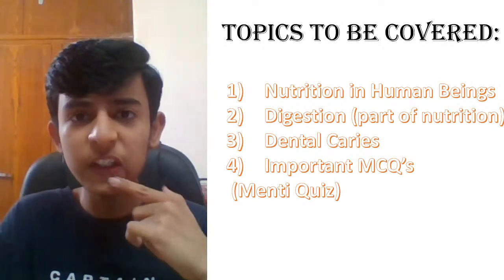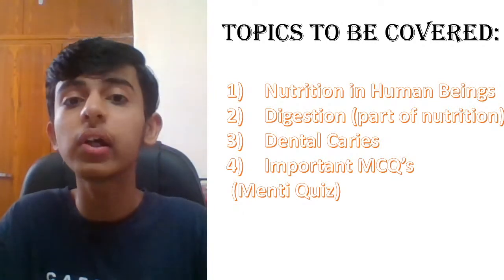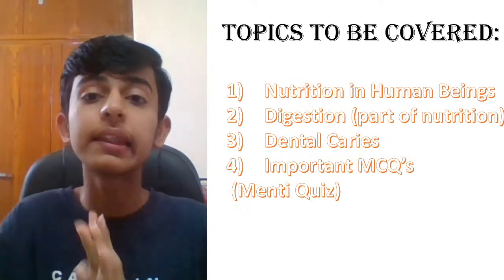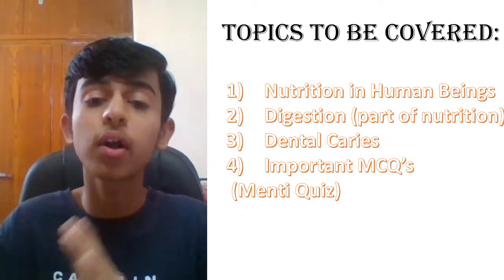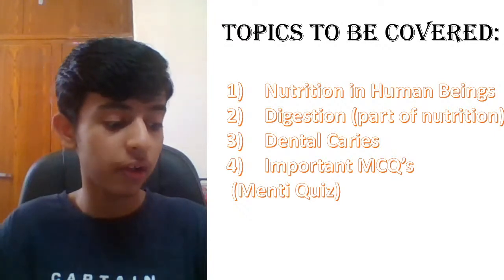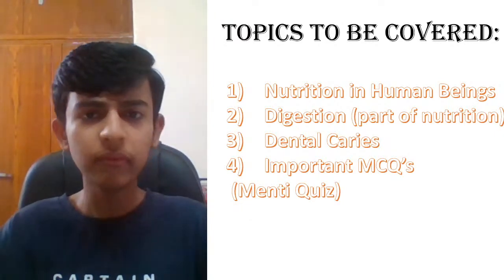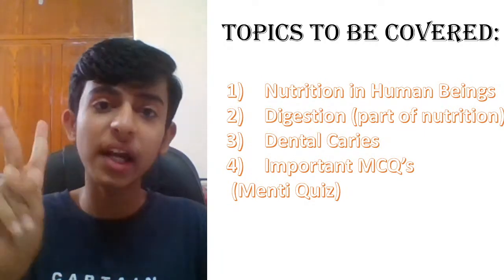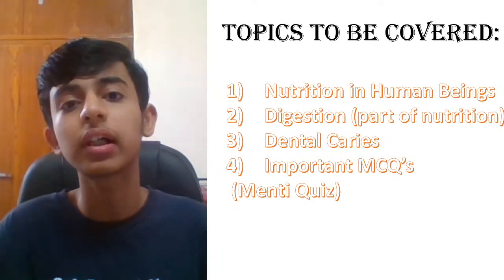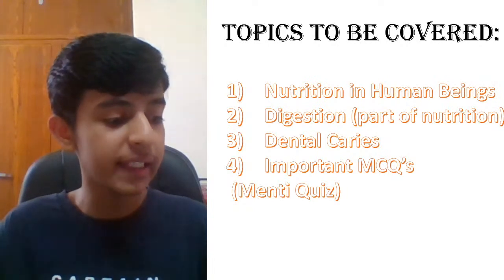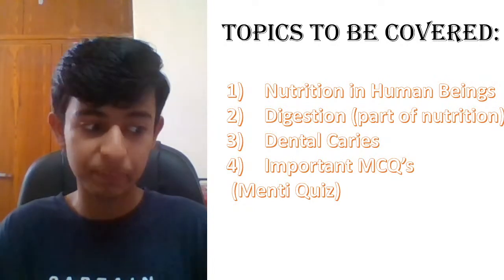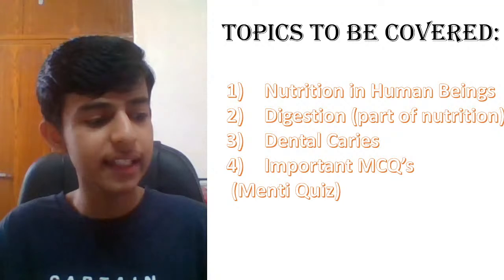In the previous class, if you could recall, we have already completed the plant nutrition, that is the autotrophic nutrition. We did photosynthesis, and we also did 2 activities, and I also gave you the homework that you had to tell me in the comment section. So did you all understand it?